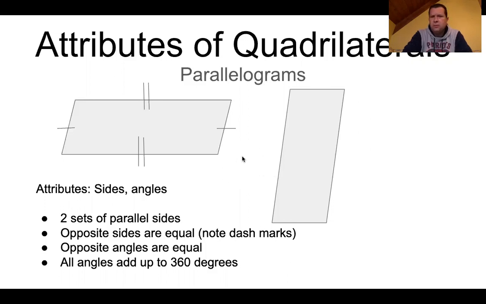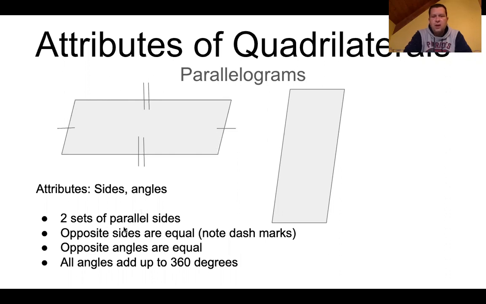And we're going to start today with parallelograms. So if you look, I have two parallelograms here. And when we look at the attributes, we look at two things, the sides and the angles. So a parallelogram has two sets of parallel sides. So when they say sets, it means two. So these two would be one set of parallel sides. Those two lines would never meet. And then it has another set of parallel lines or sides that would never meet. Those would go on forever and they would never converge.